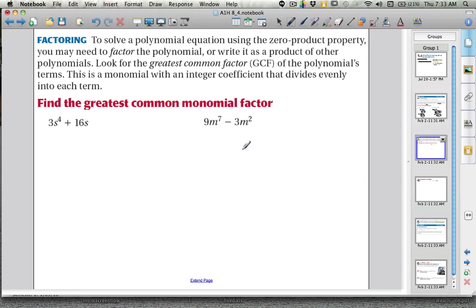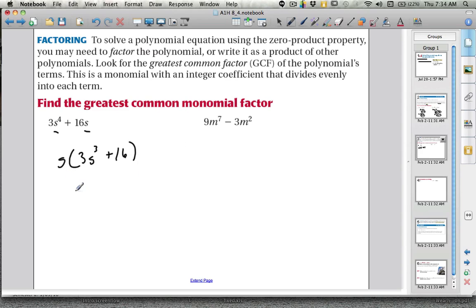Okay, so going back to the idea of factoring, we're going to start with the simplest factoring, which is finding the greatest common monomial factor. And this is always where we should start. When we're given a new polynomial and told, oh, solve this, you should be looking, is there a monomial factor that I can factor out of this? And in this case, you can see that s is in each of the terms. So I could factor an s out. And when I factor an s out of this, this becomes 3s to the third plus 16.